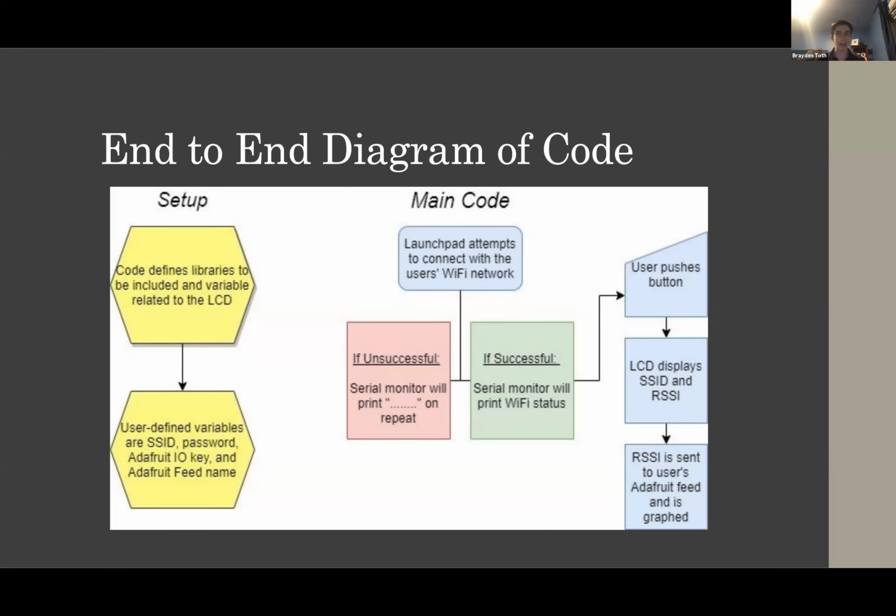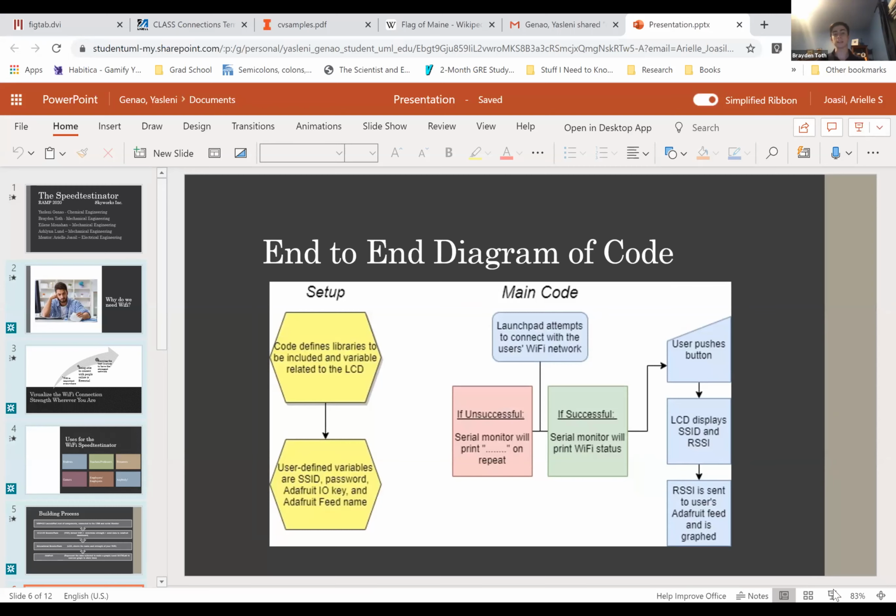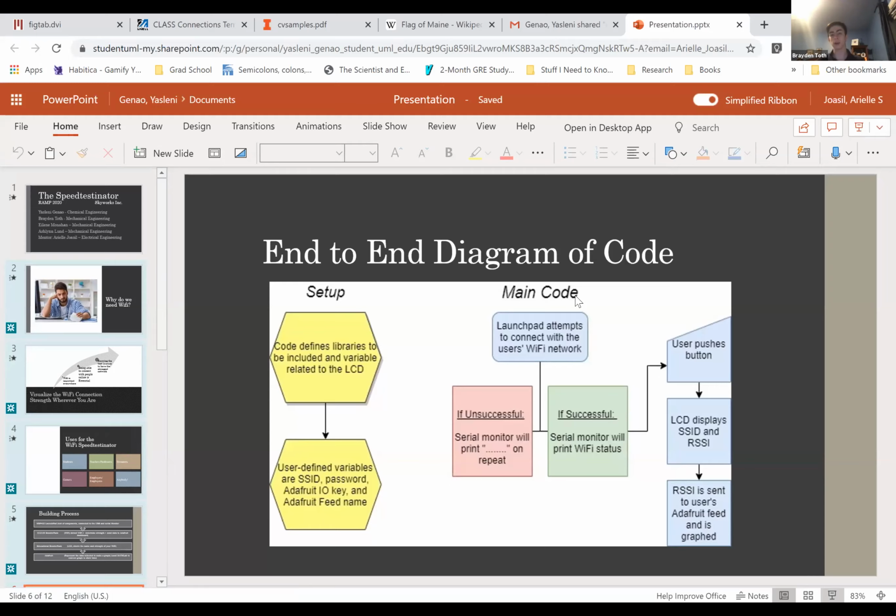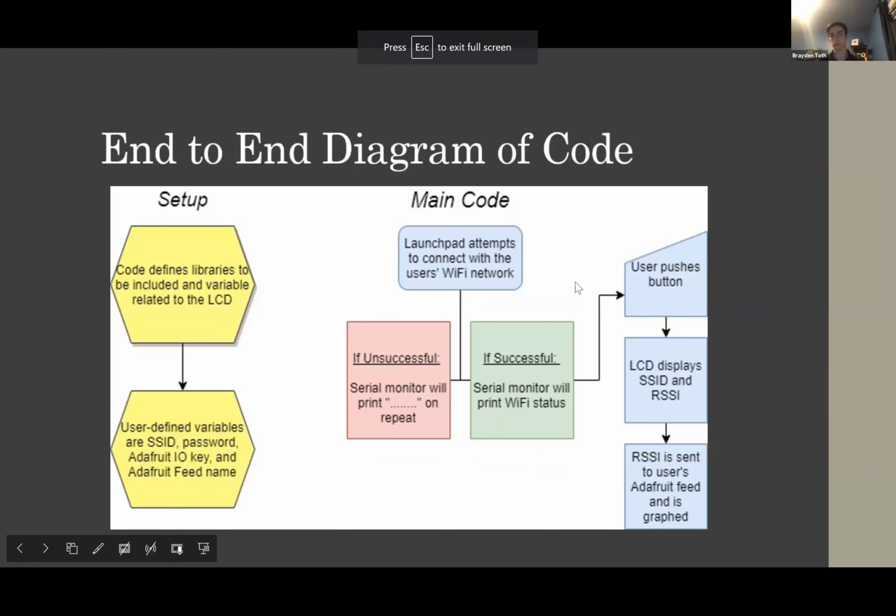Here is an exciting end-to-end diagram of the code. For the setup, the code defines libraries to be included and variables related to the LCD, things like screen width, height, that sort of thing, color, font. The user-defined variables in that sequence are the SSID, the password, the Adafruit IO key, and the Adafruit feed name. These essentially make it so that it is the user's own Wi-Fi network and Adafruit that are being used.